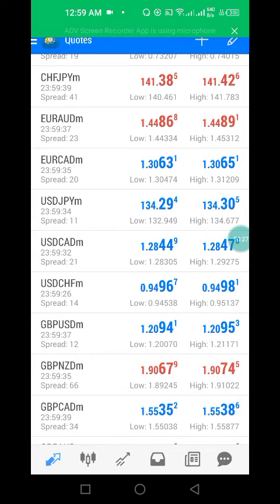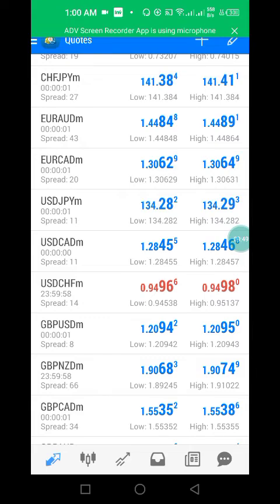So psychological levels are random numbers. These are zones where multiple price action occurs. To draw psychological levels, we have two types: the main and the sub. We have the main psychological level and we have the sub psychological level.